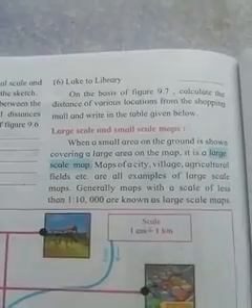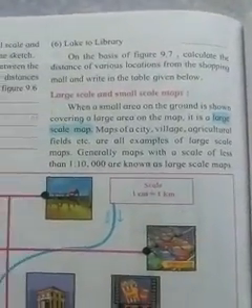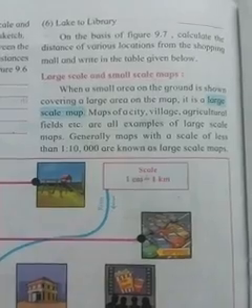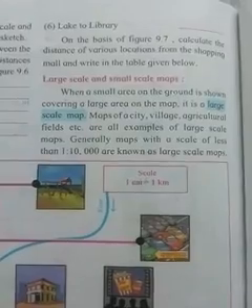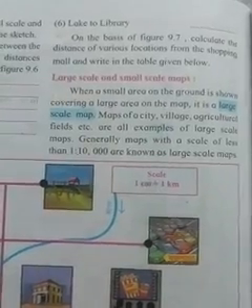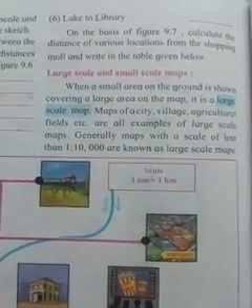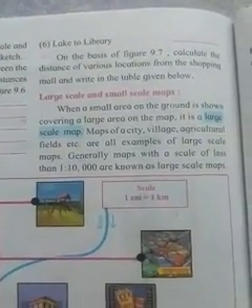That means when a small area on the ground is shown covering a large area, this is known as the large scale map. A map of a city, village, or agricultural field is also an example of the large scale map. Generally maps with the ratio 1 is equal to 10,000 are known as large scale.